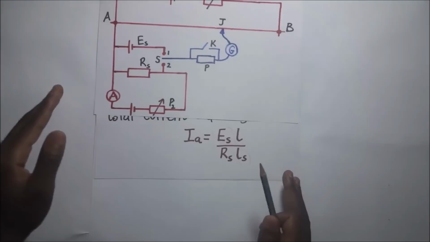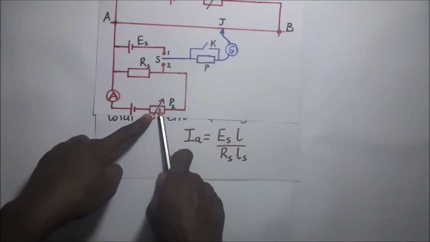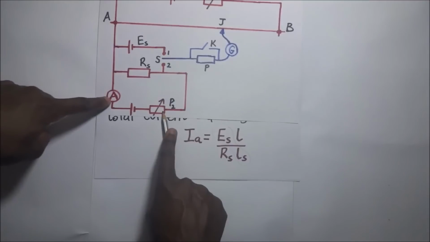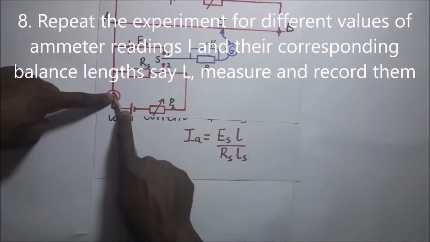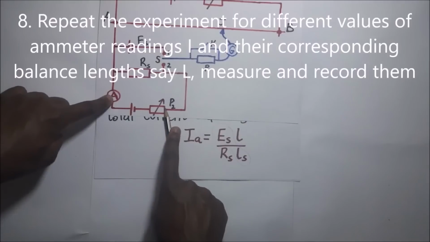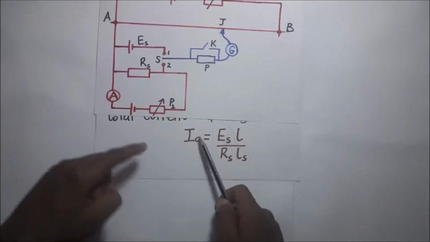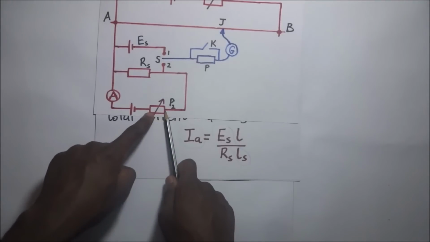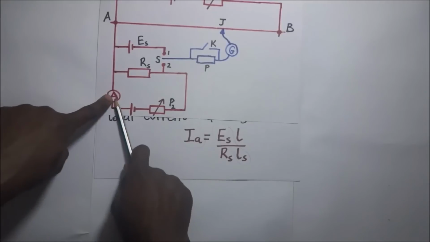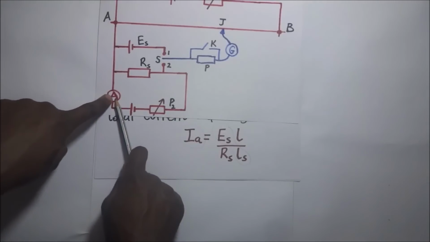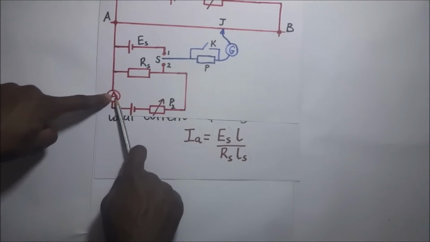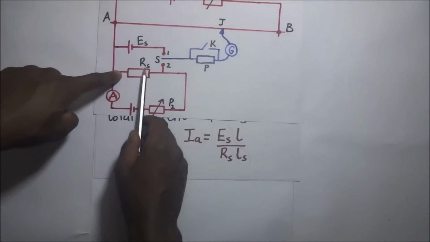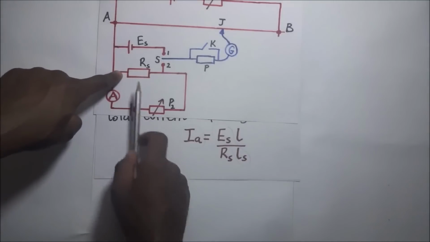So it means that we will keep adjusting this rheostat or this variable resistance so that we get new values of current I. When we get new values of I, we repeat the whole experiment and we keep getting different values of IA. So as you repeat the experiment, you adjust this rheostat to get new readings on the current. Then we carry out the experiment and we're able to get the amount of current that is actually going through the standard resistance.